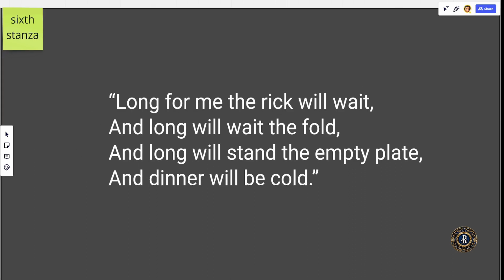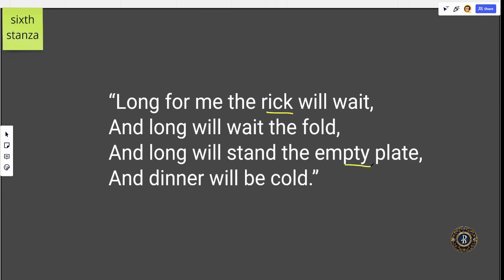In this stanza, he once again reminds of the things that he is going to miss once he leaves the village. Long for me the rick will wait. Now rick is a stack of hay in the open air. So the rick will wait for me long. It's like he's addressing an animate thing or a person. So the rick here is personified. And long will wait the fold, his flock of sheep, it's going to wait for him. And long will stand the empty plate.